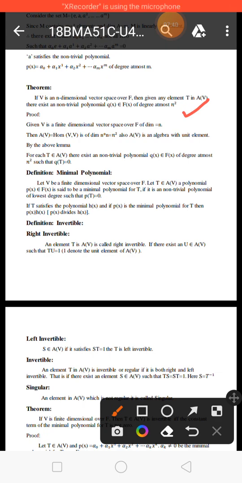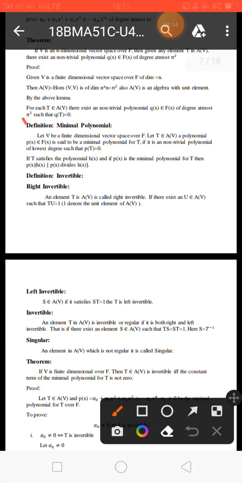This is also easy. Given V is a finite dimensional vector space over F of dimension n, then A(V) equals Hom(V, V), which is of dimension n times n, equal to n squared. Also A(V) is an algebra with unit element. So by the above lemma, for each T belonging to A(V), there exists a non-trivial polynomial q(x) belonging to F[x] of degree at most n squared, so that q(T) equals 0.